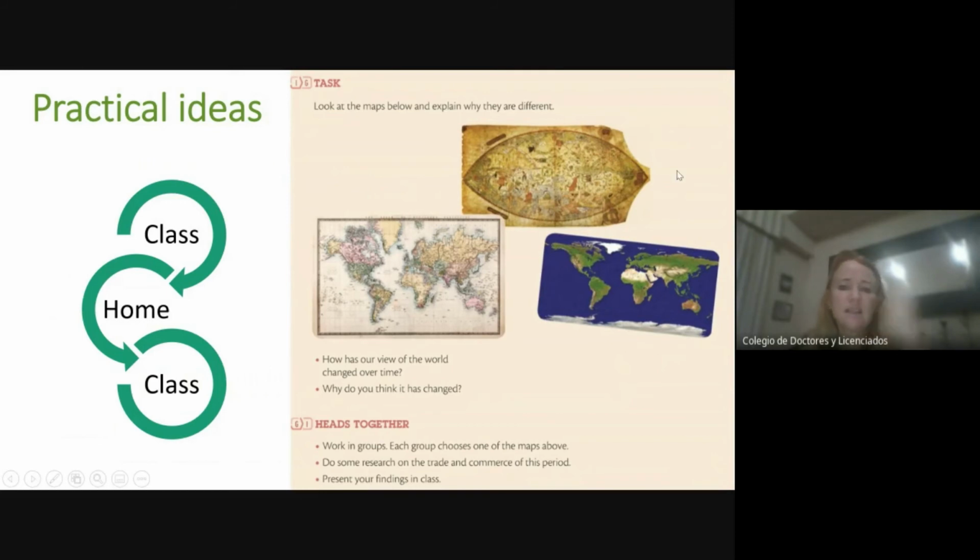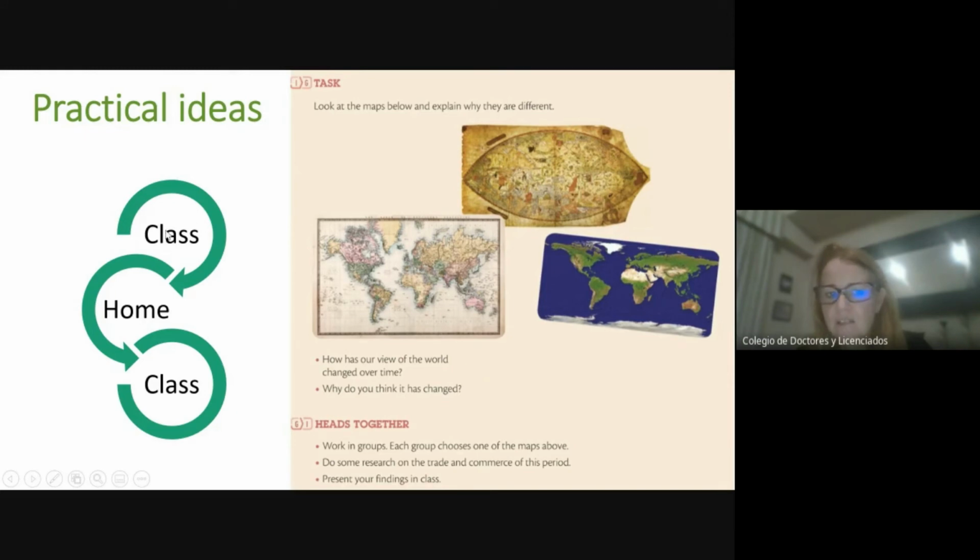So an idea is, if we were to look at this here, and we have a task to look at the maps below and explain why they're different. So we could talk about this a little bit in class. We could ask students questions. We could explain the task to the students. And we could tell them we want them to go home and we would like them to explore maybe these 2 questions that are here.